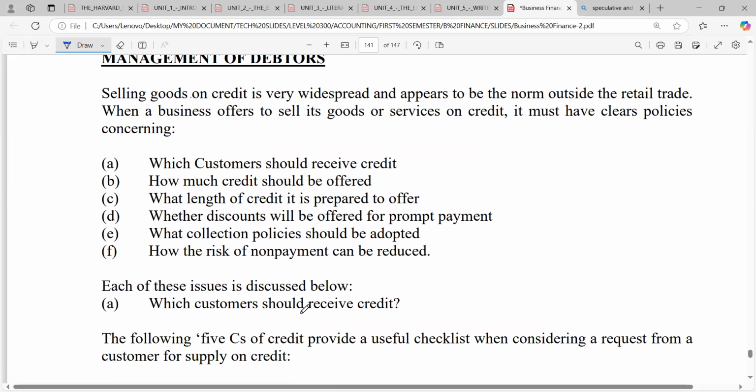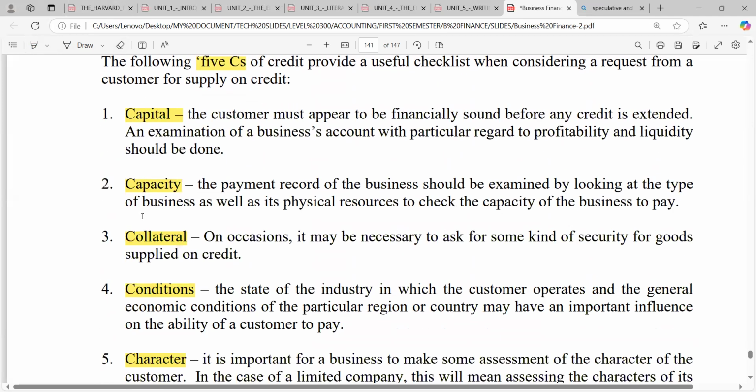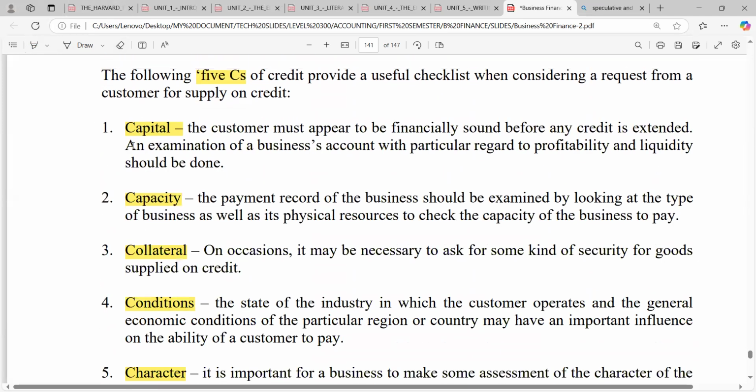Which customer should receive the goods? To be able to know which customer you want to give the goods to, you must look at the 5 C's. To determine who a customer is before you supply the goods, the 5 C's must come to mind. And the 5 C's are, you need to know the capital. The customer must appear to be financially sound before any credit is extended.